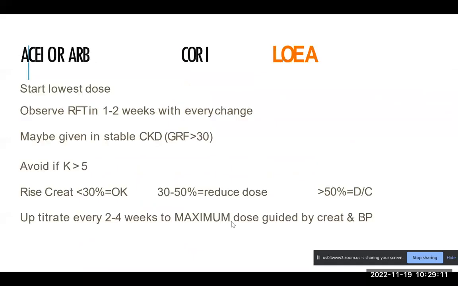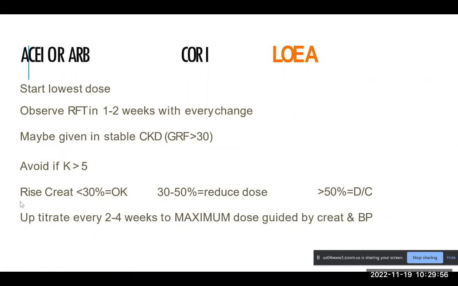If we look at anti-RAS, generally ACE or ARBs, class of recommendation is 1. There are multiple studies, like CONSENSUS, and many other studies that prove that these medications work in patients with heart failure. We generally start with low dose and check renal function tests in 1 to 2 weeks with every change. It may be given in stable chronic kidney disease, and you should avoid those if the potassium is more than 5.